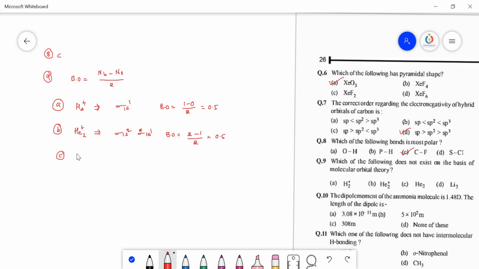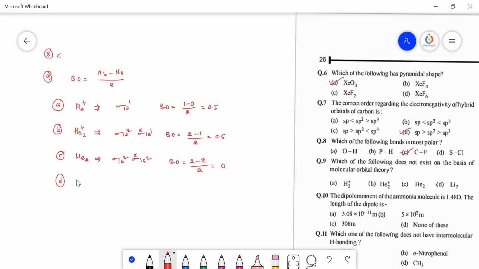Then option C, He2, the helium molecule. Now 4 electrons are present. So sigma 1s2, sigma star 1s2. Bond order is equal to bonding electrons, 2 are there, anti-bonding electrons also 2 are there. So 2 minus 2 by 2 equals 0. So this molecule does not exist.